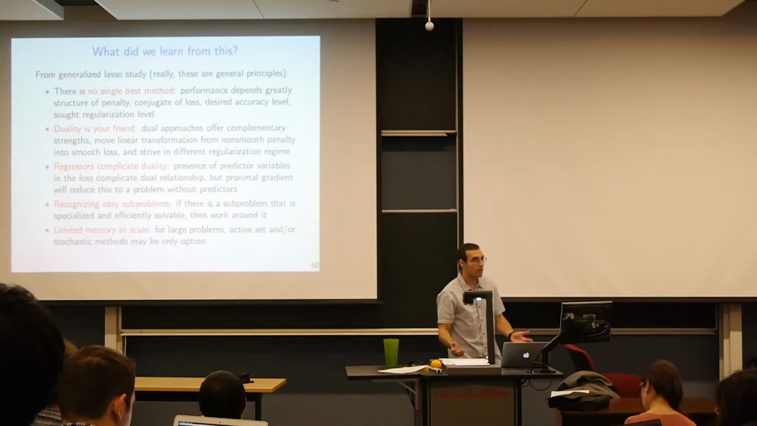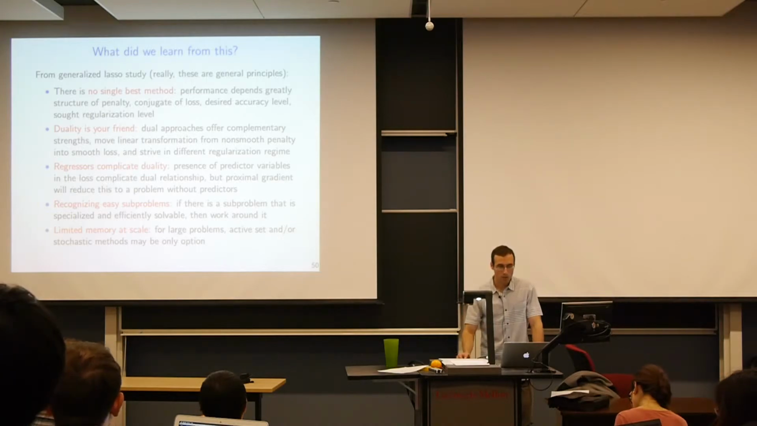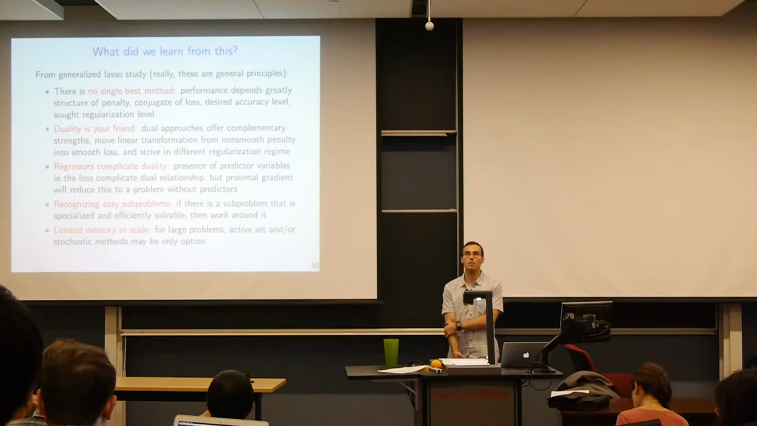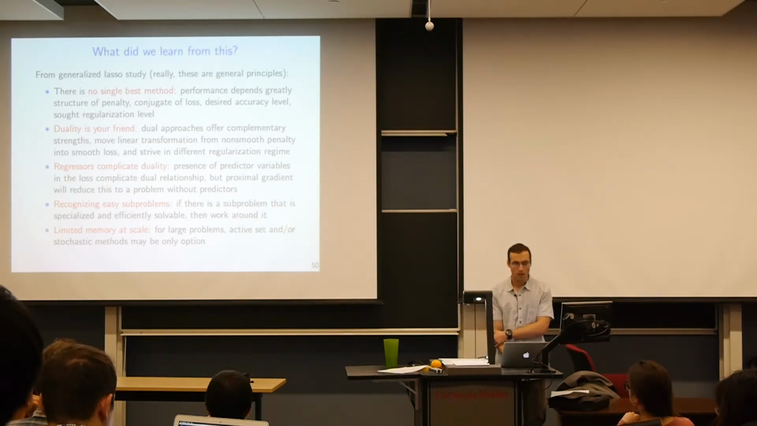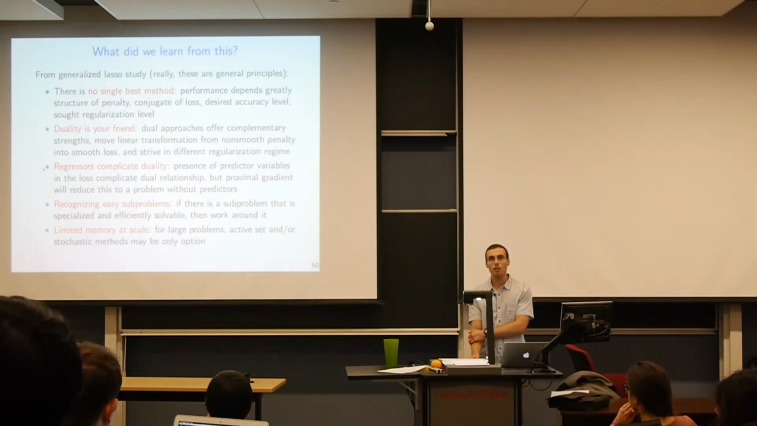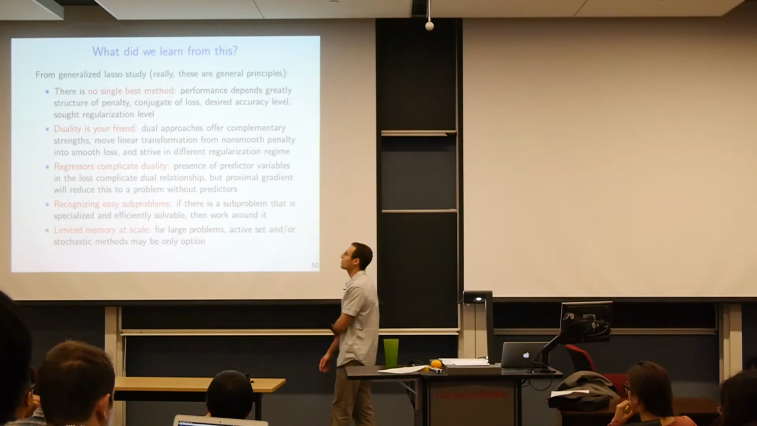So there's no real downside to deriving the dual, aside from it would take you a bit of time. And the dual often offers a complementary kind of structure to what you see in the primal. Okay, so for the fused lasso, we saw it was actually really quite useful to derive the dual. We saw that regressors, or an X matrix, complicates the duality relationship in general. So that's pretty much always true.